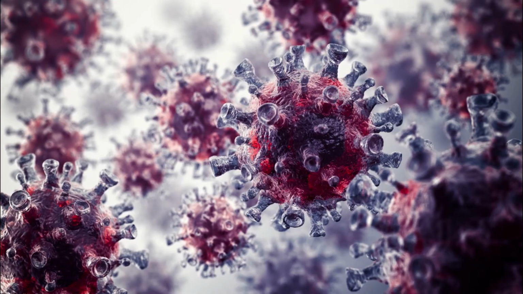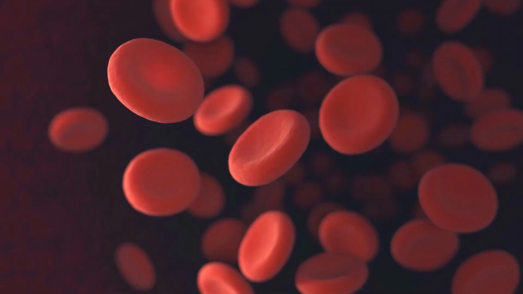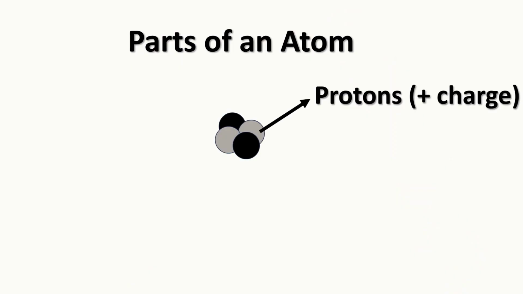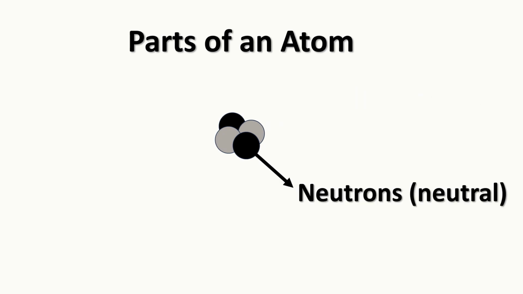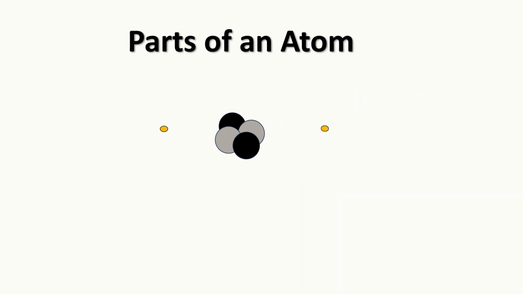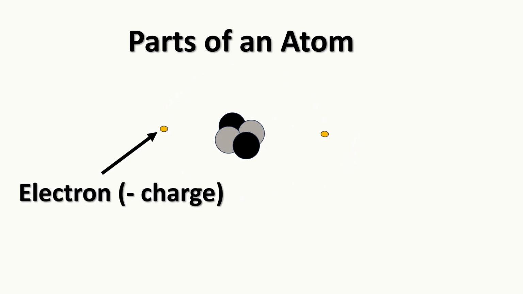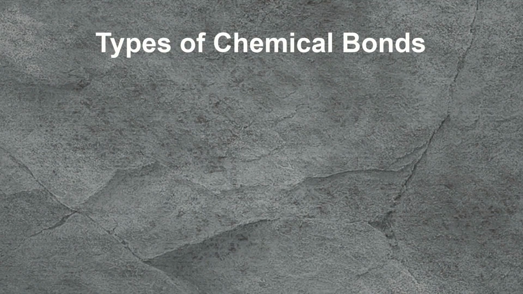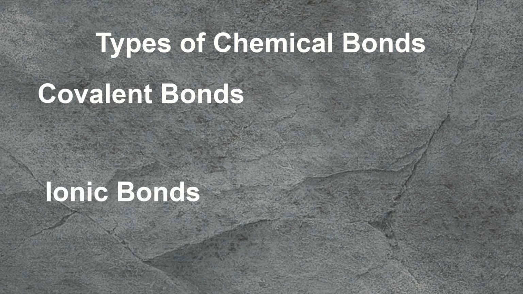In the intricate world of anatomy and physiology, all living organisms are composed of cells. These cells are in turn made up of molecules, and the building blocks of these molecules are atoms. At the heart of every atom are positively charged protons, neutrally charged neutrons, and negatively charged electrons orbiting around the nucleus. The fascinating thing is how atoms come together to form chemical bonds. There are three main types of chemical bonds: covalent, ionic, and hydrogen bonds.